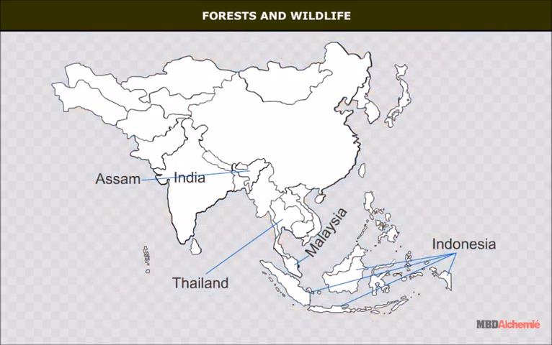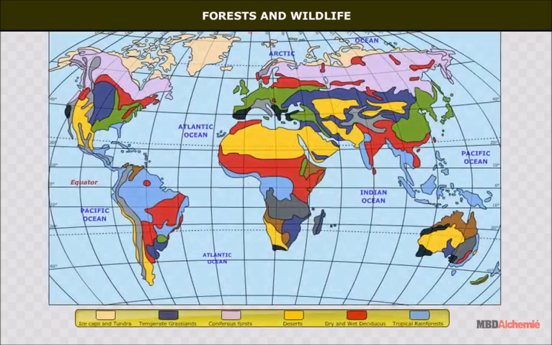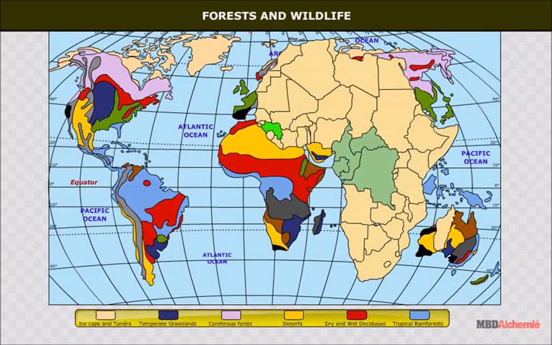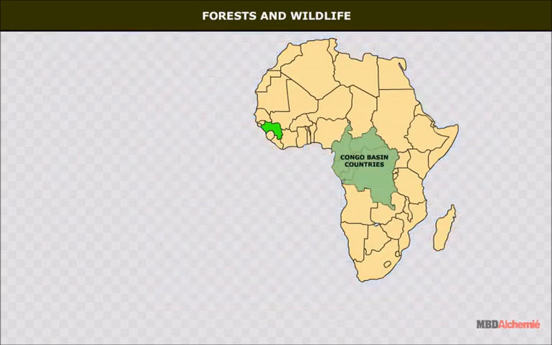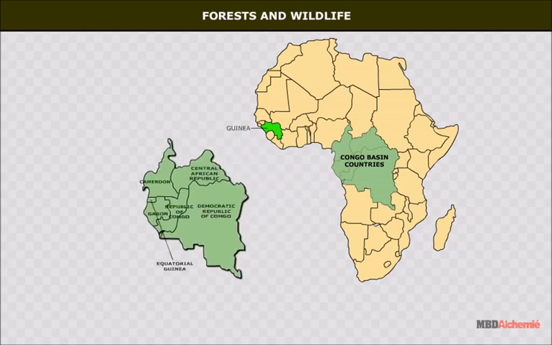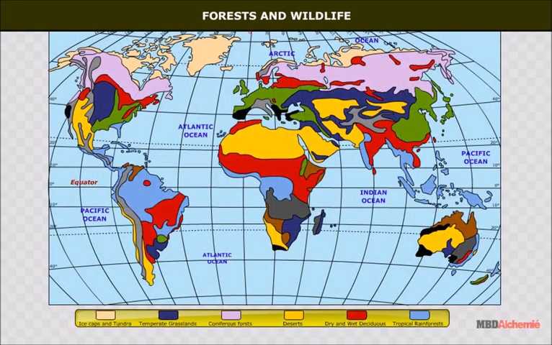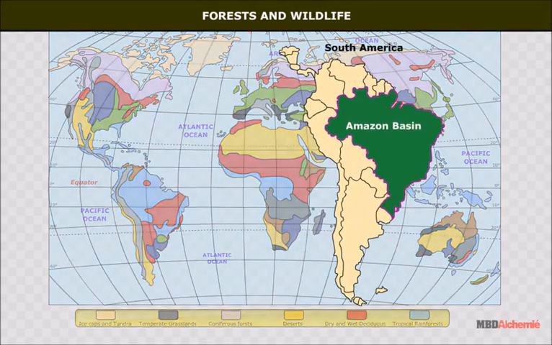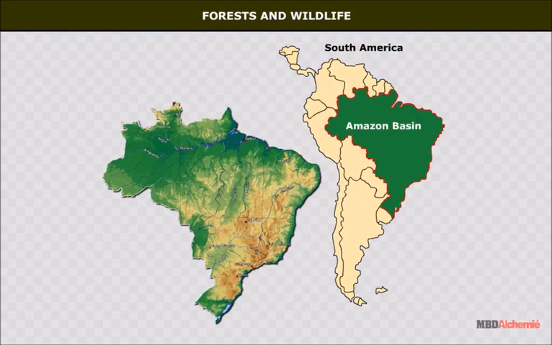Asia: Malaysia, Indonesia, and parts of Thailand, Assam in India. Africa: Congo Basin and Guinea, West Africa. South America: Amazon Basin, Brazilian highlands, and coastal lowlands.